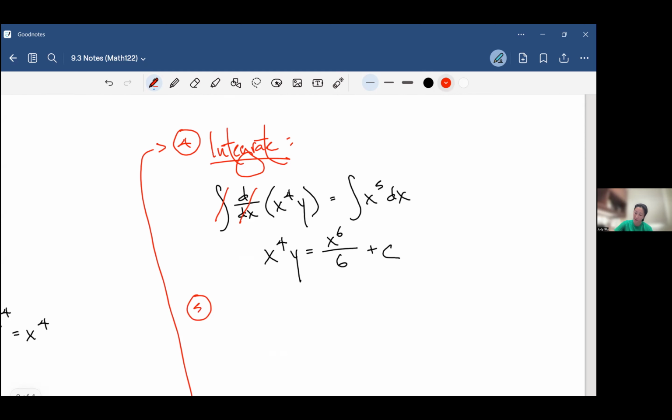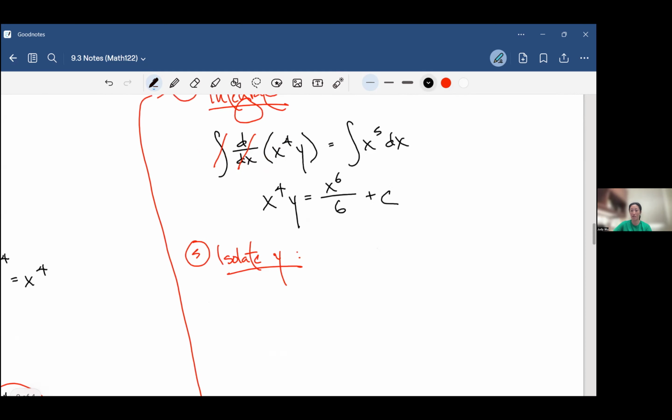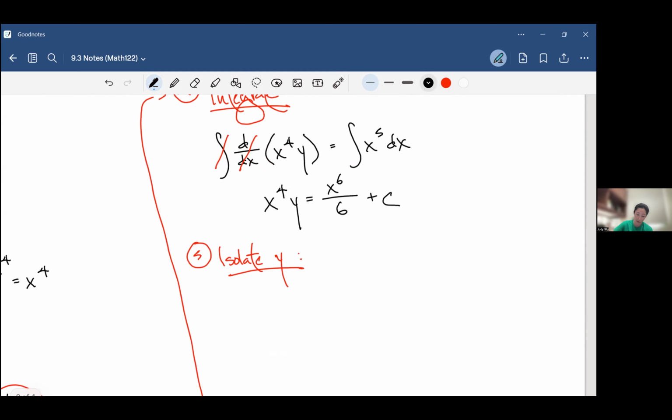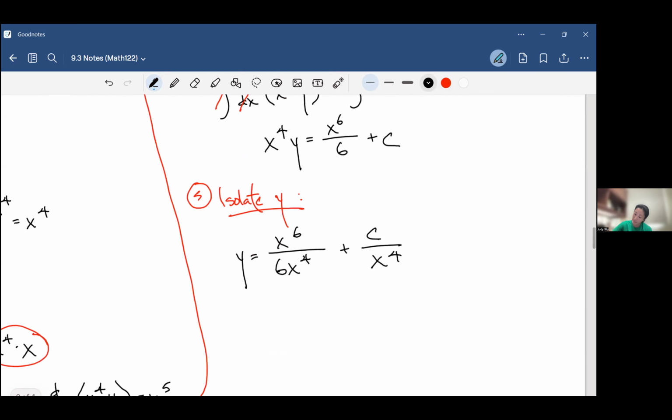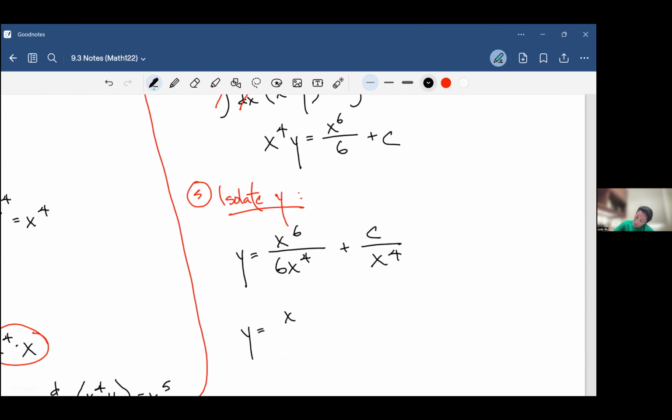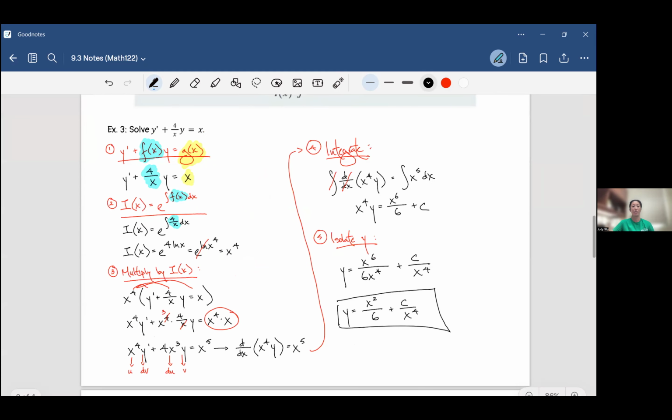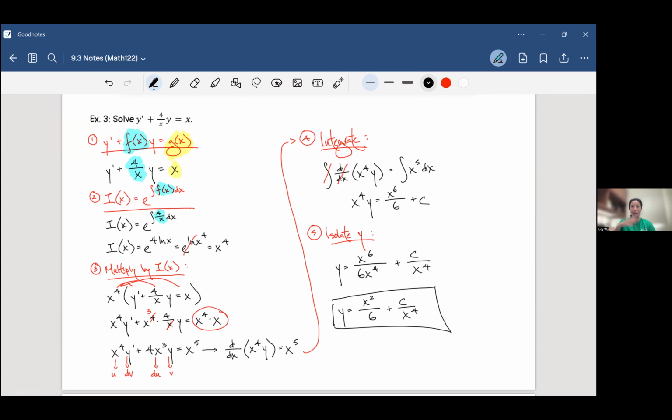We're in our home stretch. We're going to isolate y as our solution. So all I got to do, divide that x to the fourth over, and I get y equals x to the sixth over 6x to the fourth plus c over x to the fourth. Now let me clean that up a little bit. I get y equals x squared over 6 plus c over x to the fourth. And this is the solution I arrive at using the integrating factor and ultimately the product rule to cleverly rewrite things and solve a first order linear differential equation.